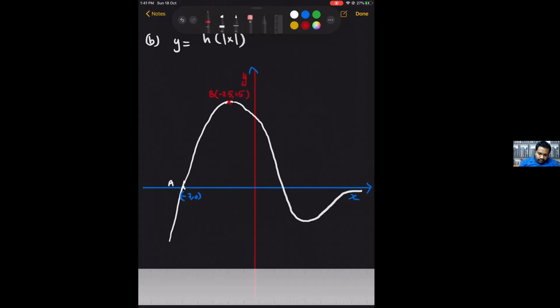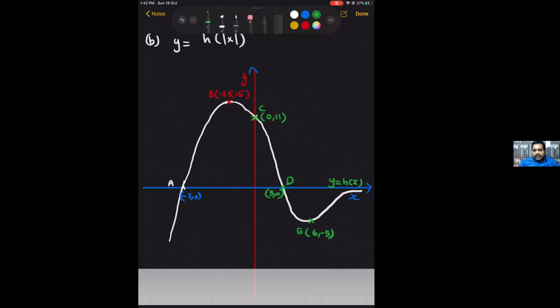Okay. Now, this point is C, and this point is 0, 11. And this point is D, that is 3, 0. And this is E, 6, -5. Okay, so this is the graph for y is equal to h of x.